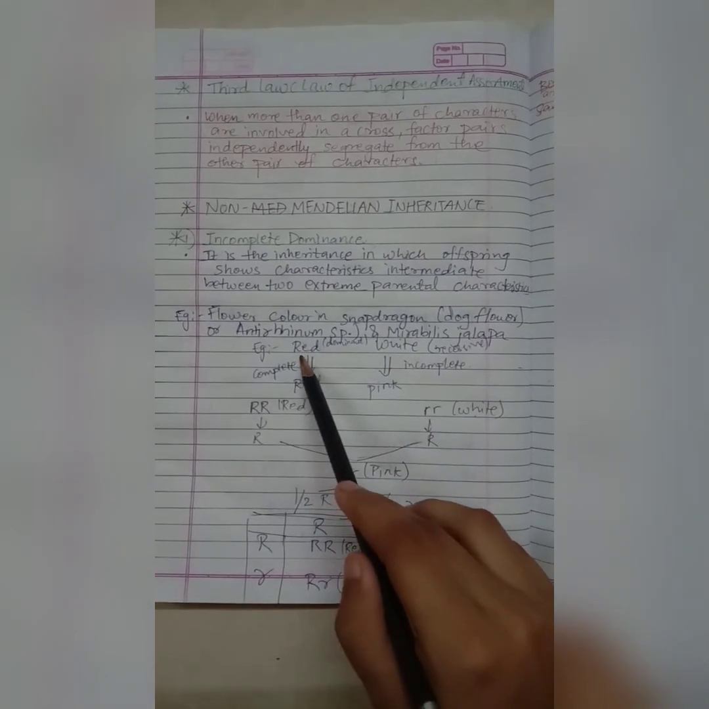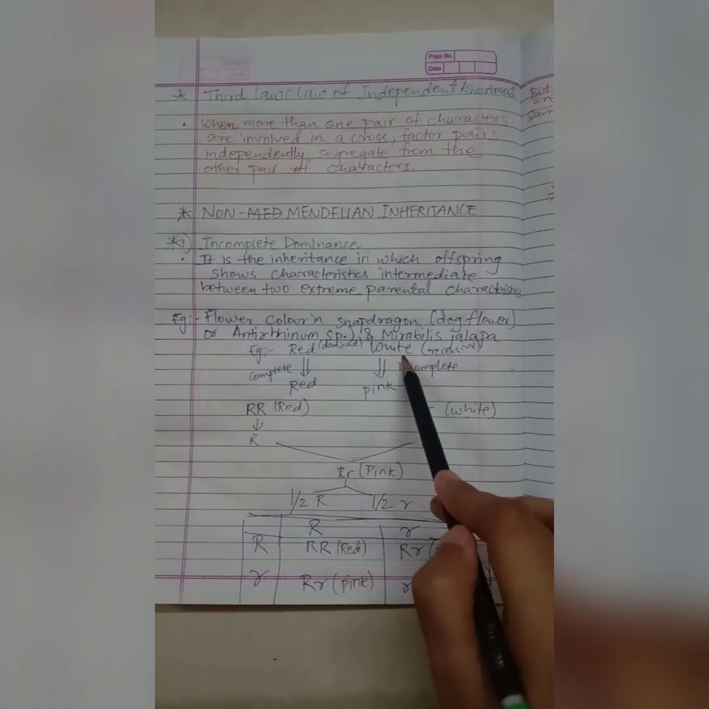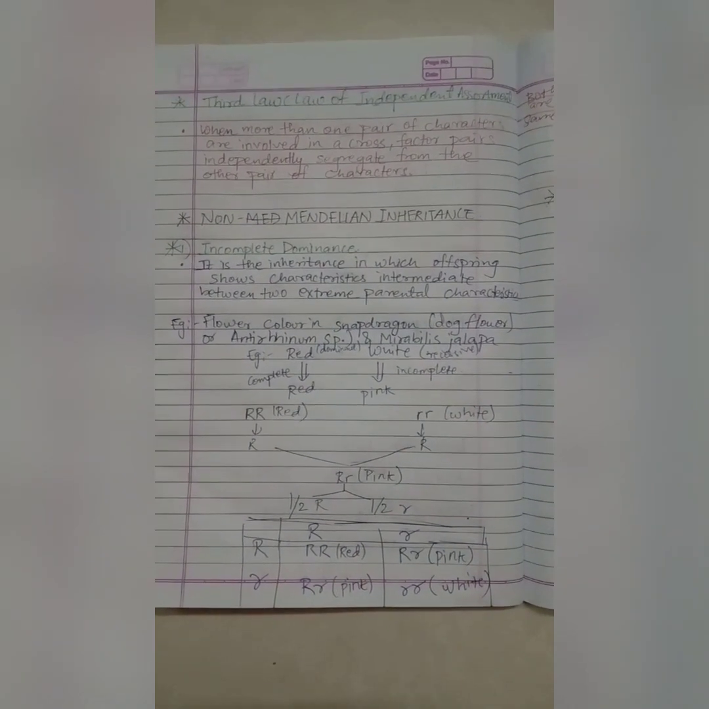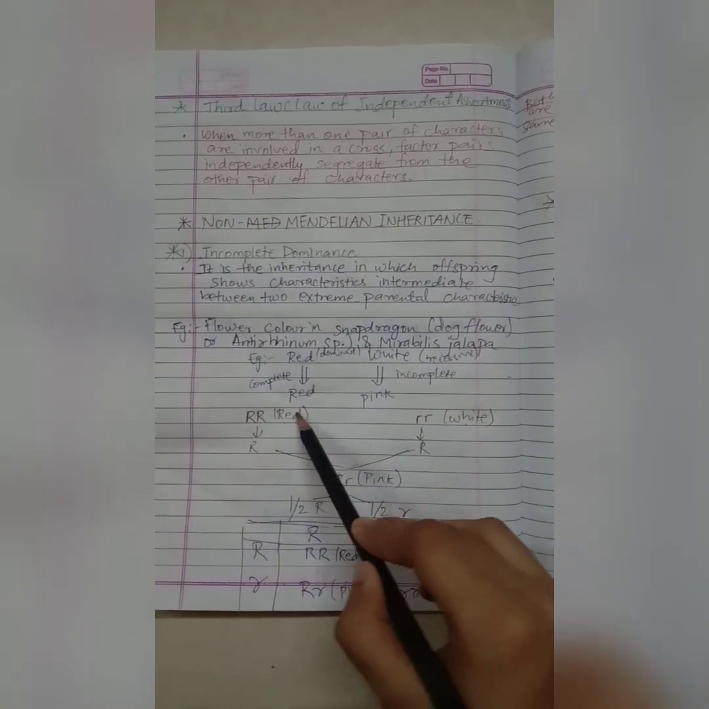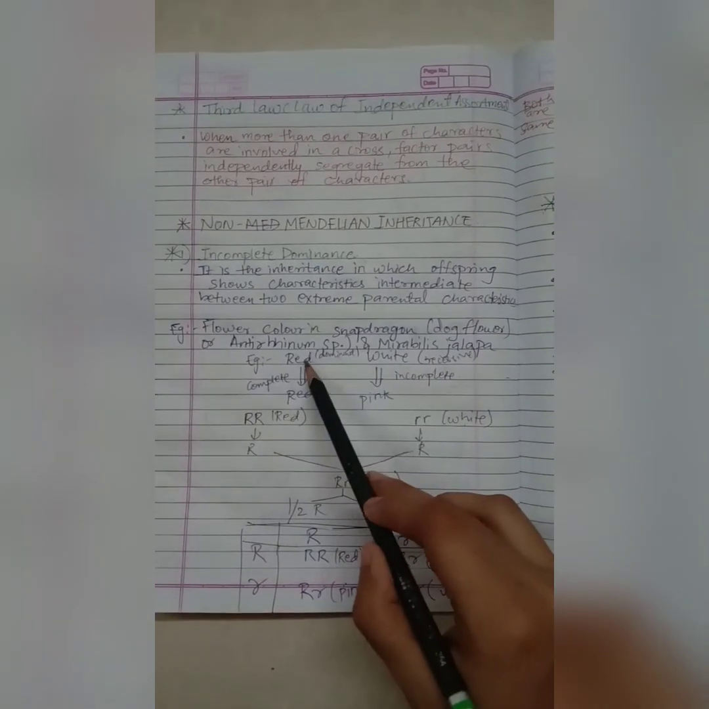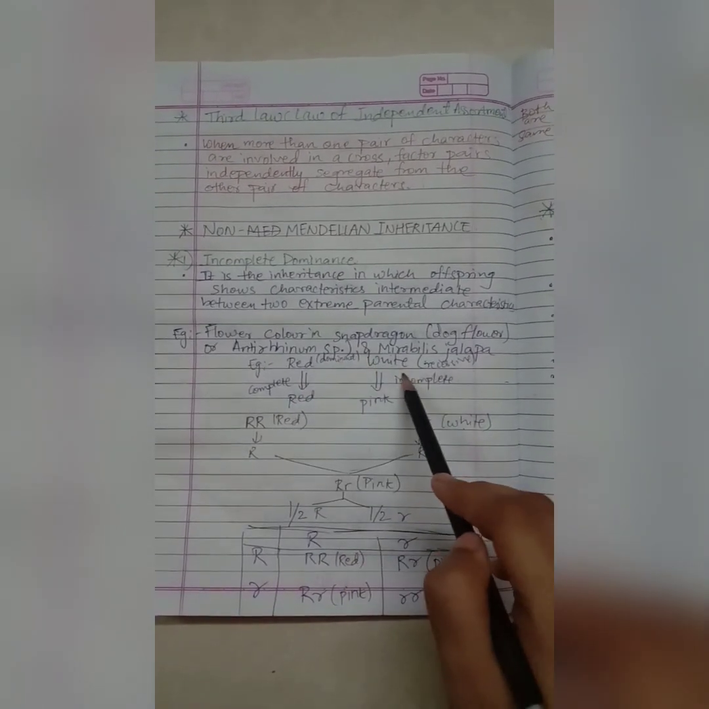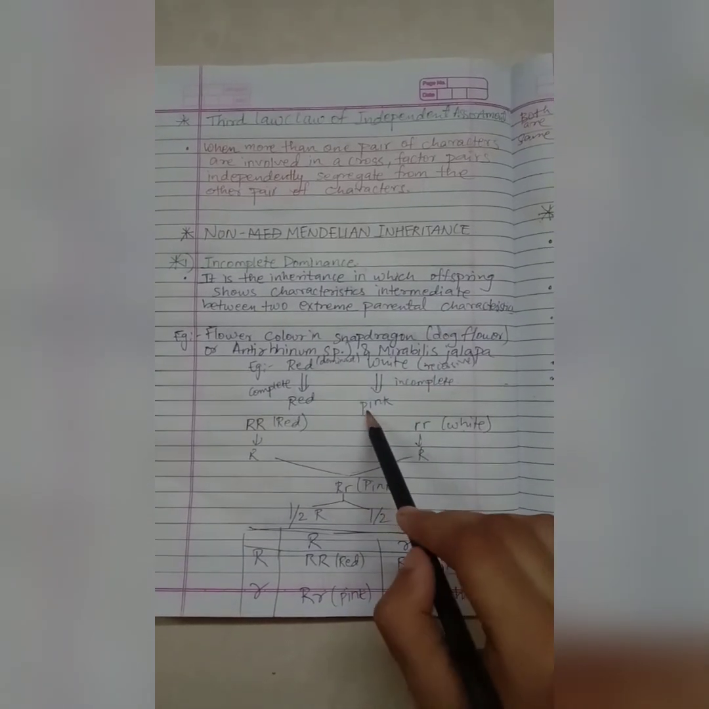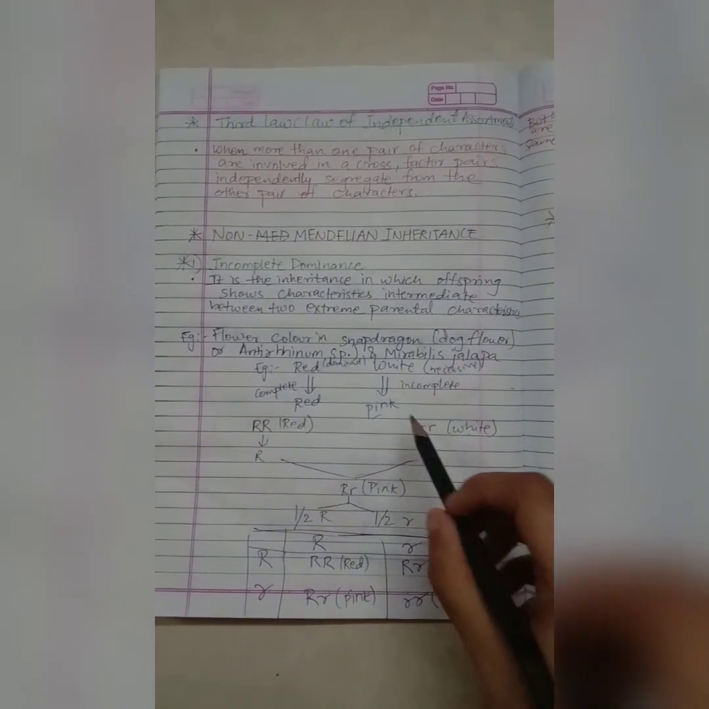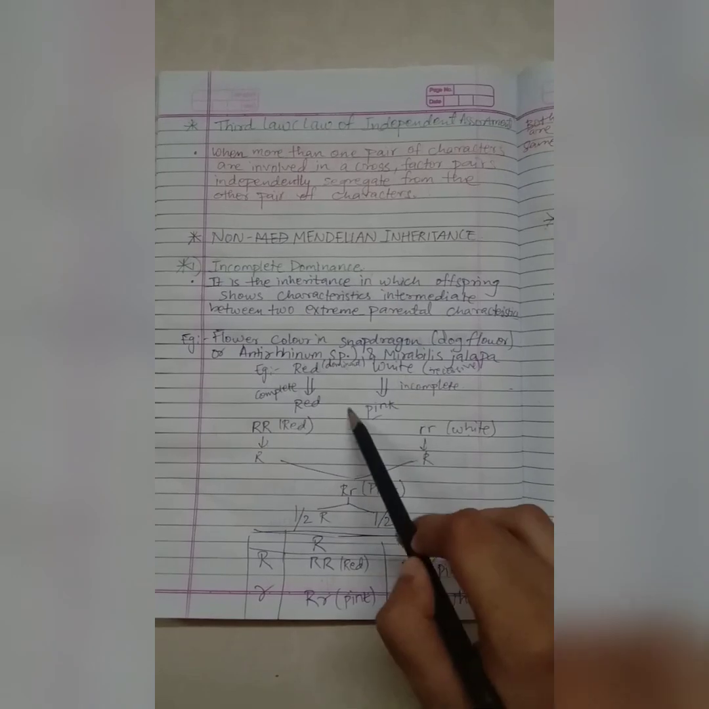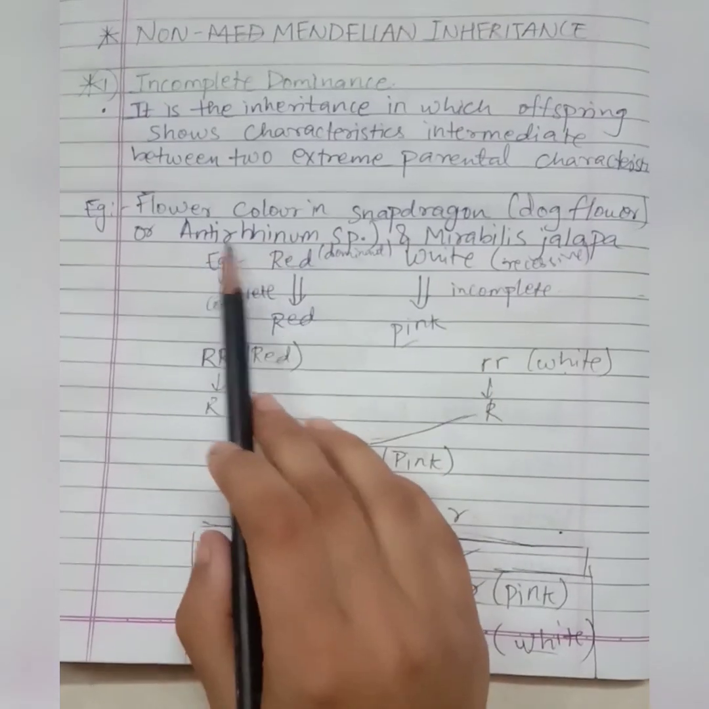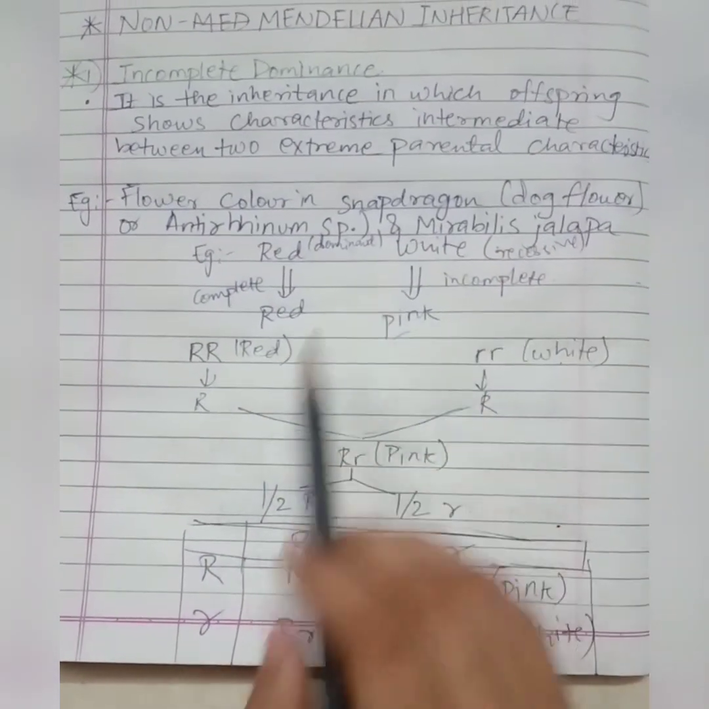So for example, we have a red flower which is dominant and a white flower which is recessive. If we assume complete dominance, we'll get the progeny with red color itself. But in incomplete dominance, the red and white colors both get blended. Dominant and recessive both get blended and we get pink color. So no one is completely dominant over here. Both are together, blended. All of this is flower color in snapdragon, dog flower or anthurium, and Mirabilis jalapa.